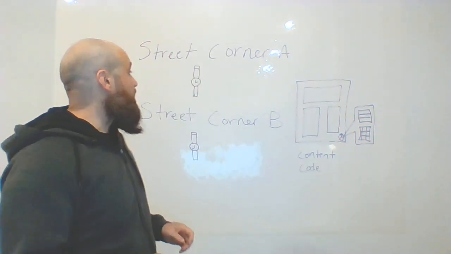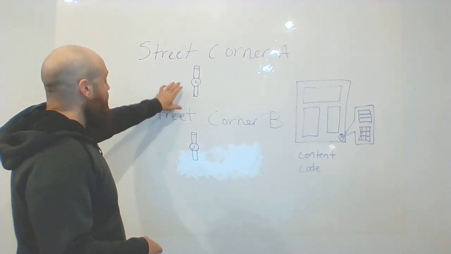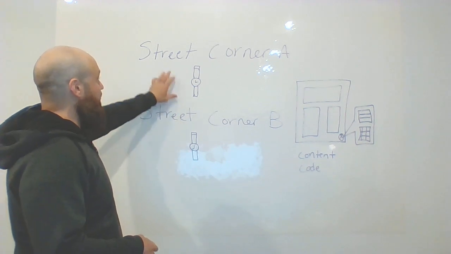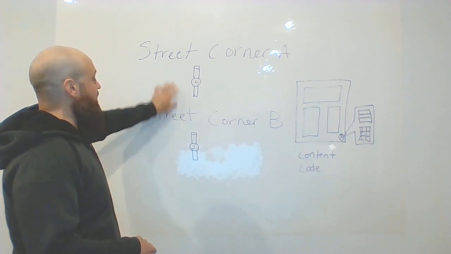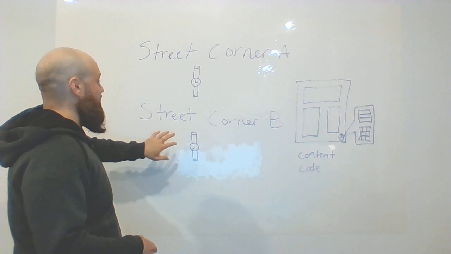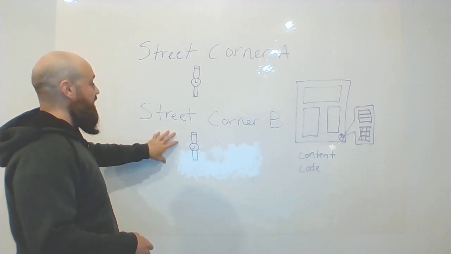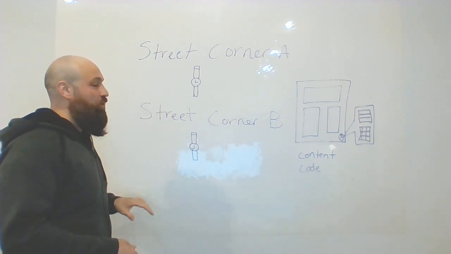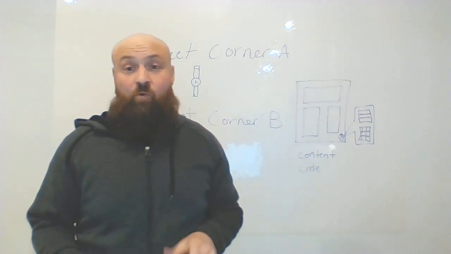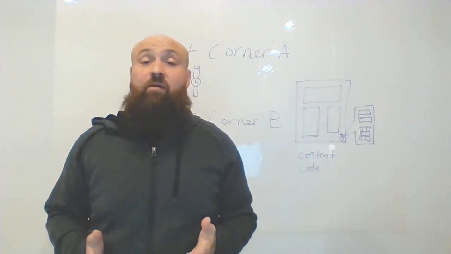Behind me on the whiteboard, I have two watches drawn. One watch is under street corner A, and the other watch is under what is labeled street corner B. Now, both watches are purported to be gold. Which one is better? They're both fake.